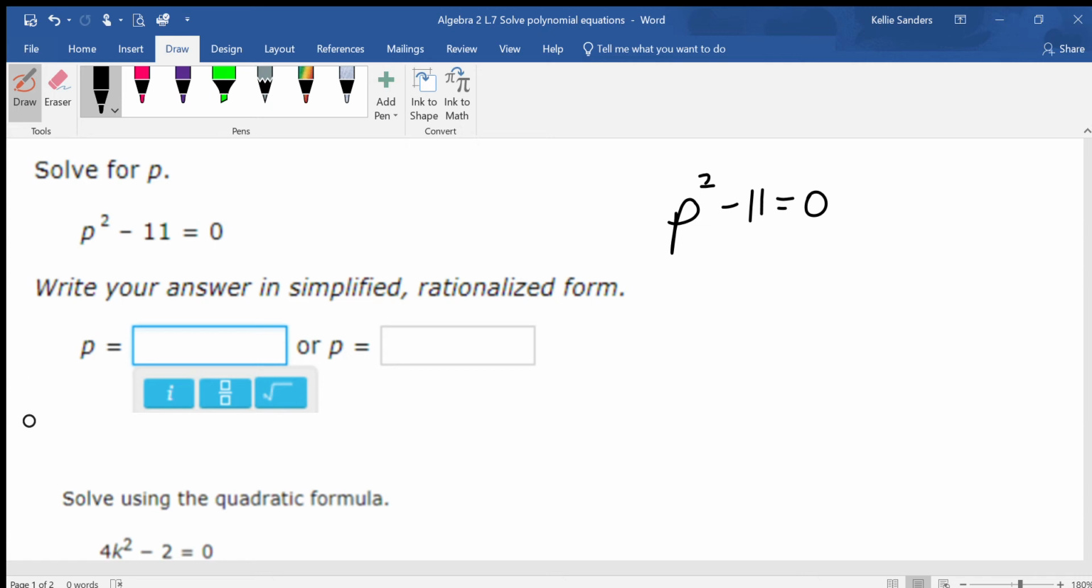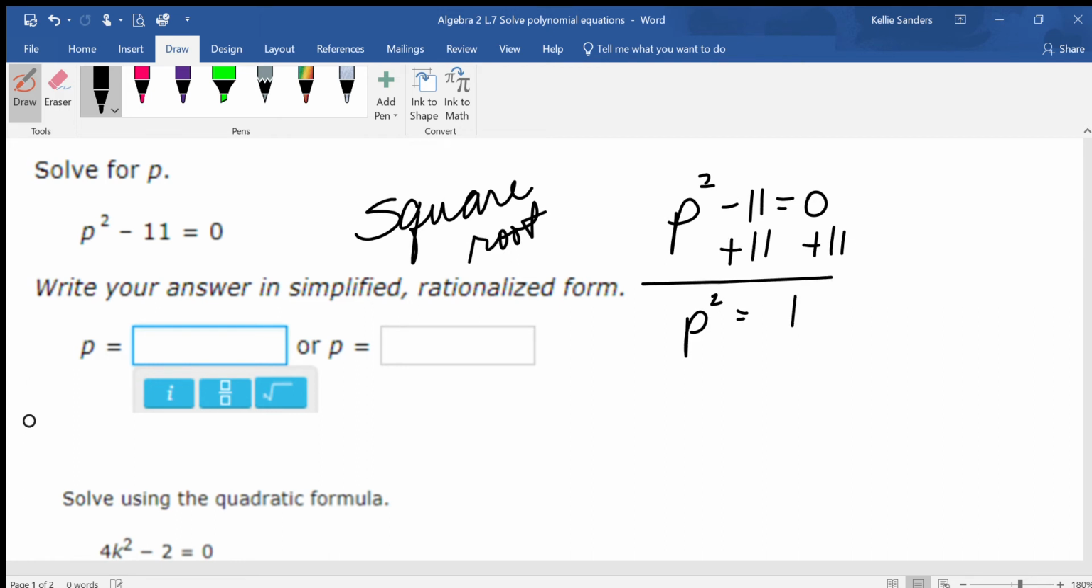Now to do that, if you don't have the middle, you know, P squared and then P and then negative 11, if you don't have the middle, then you can do this by square root. And how you would do that, you would add 11, because you want P squared by itself. And then do you remember how to get square away from P? You square root. But if you square root one side, you have to plus or minus the square root of the other side. And so this would be square root of 11 or negative square root of 11.